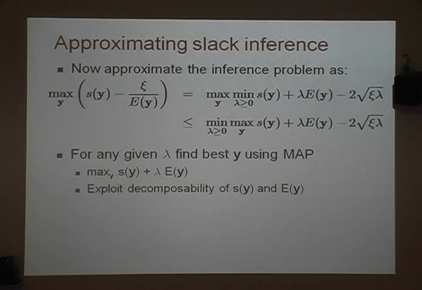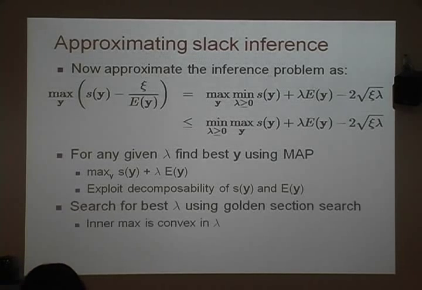Since the inner maximization problem is convex in lambda, for all possible lambdas you have a convex function, and the minimum of a convex function is easy to find using golden search. So we use a golden search technique to find the best possible lambda. And now this gives us a good approximation of slack inference.